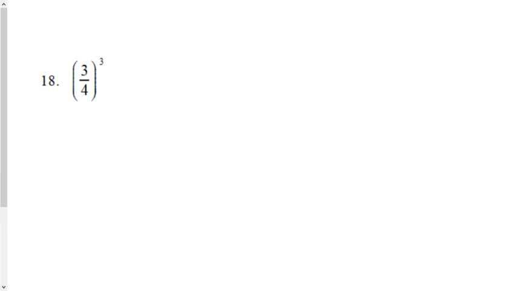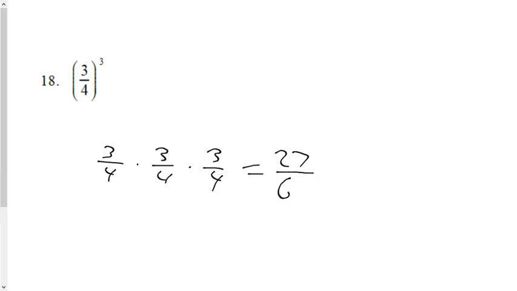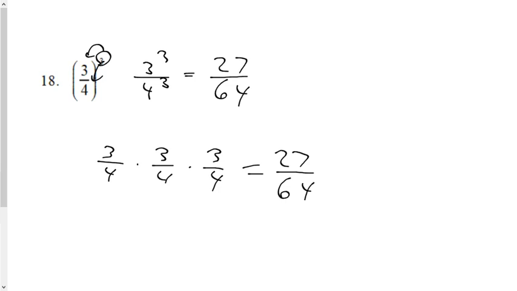Question 18 says 3 quarters to the exponent of 3, which means 3 quarters multiplied by itself 3 times. 3 times 3 times 3 is 27. 4 times 4 times 4 is 64. Your final answer is 27/64. Alternatively, you could have applied your rule and rewrote it like that anyway, which would still give you 27/64. But either way you did it, 1 point for any type of work, either like the first or the bottom, and 1 point for the answer of 27/64.